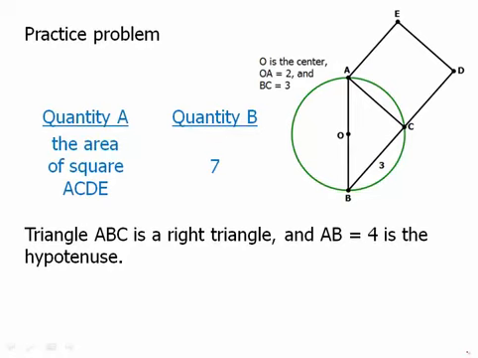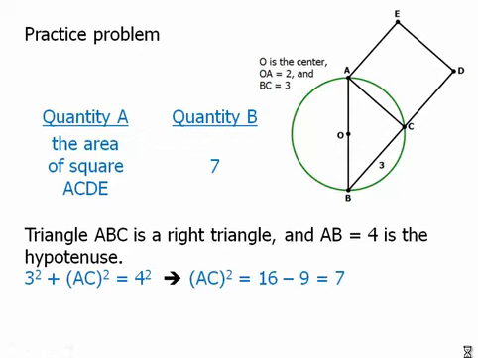than the hypotenuse. Instead, we have to use the Pythagorean theorem, which tells us that 3 squared, the leg 3 squared, plus the leg, AC squared, would equal the hypotenuse squared, 4 squared. So, of course, 3 squared is 9, 4 squared is 16. We get AC squared equals 16 minus 9, which is 7.